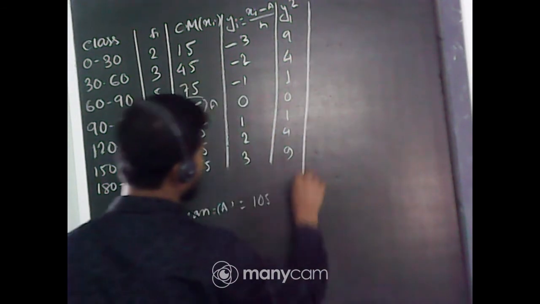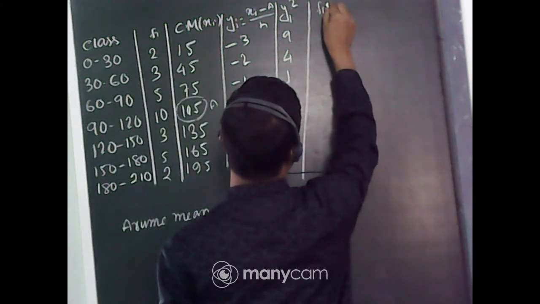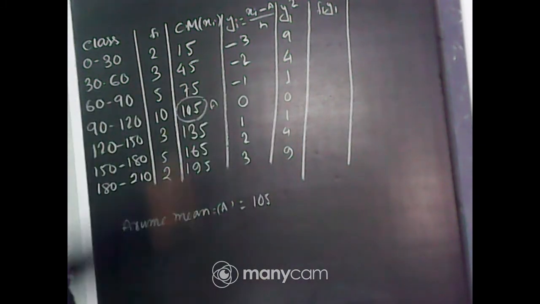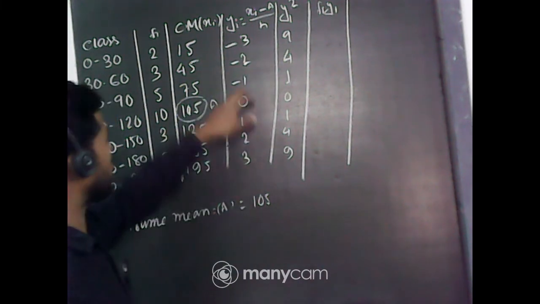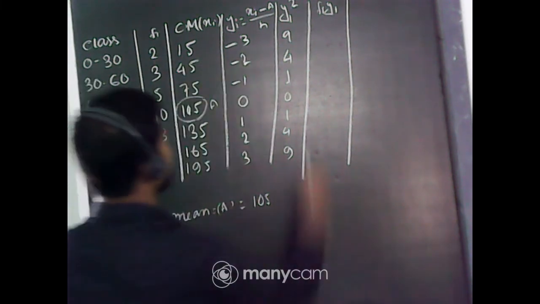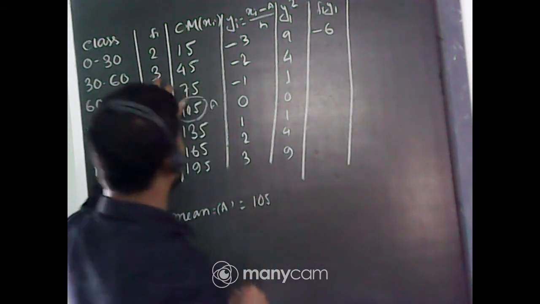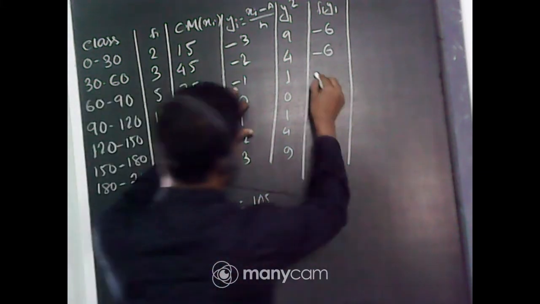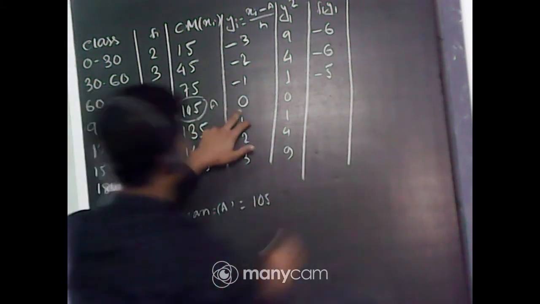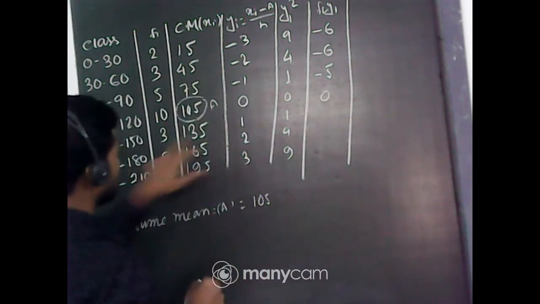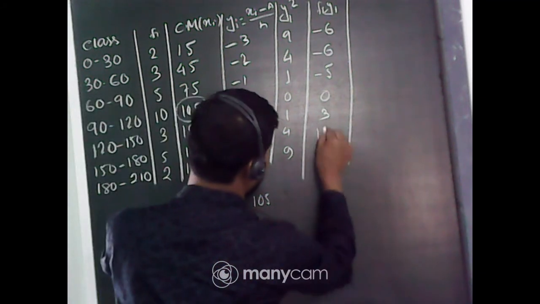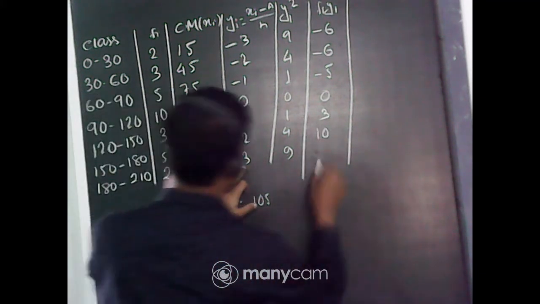Next, find the value of fi yi, meaning multiply the yi's with fi. This is your fi column and this is your yi column. So 2 into -3 is -6. 3 into -2 is -6. 5 into -1 is -5. 10 into 0 is 0. 3 into 1 is 3. 5 into 2 is 10, and 2 into 3 is 6.